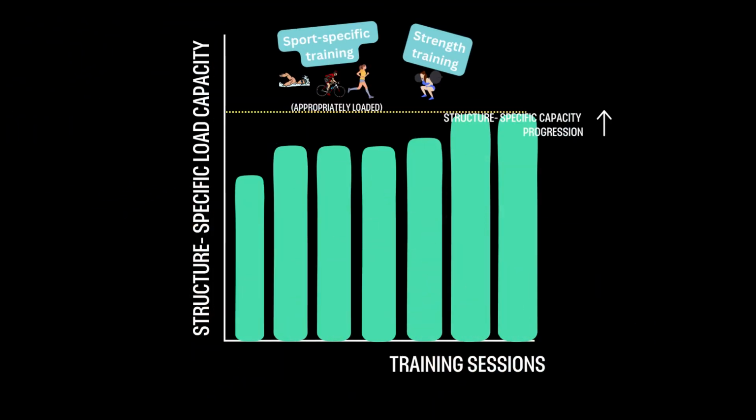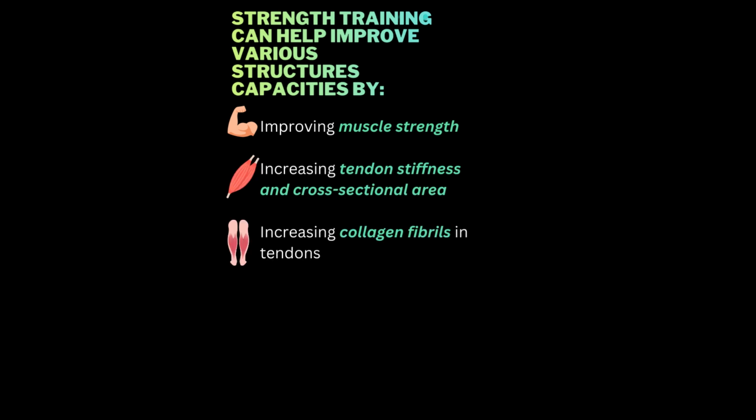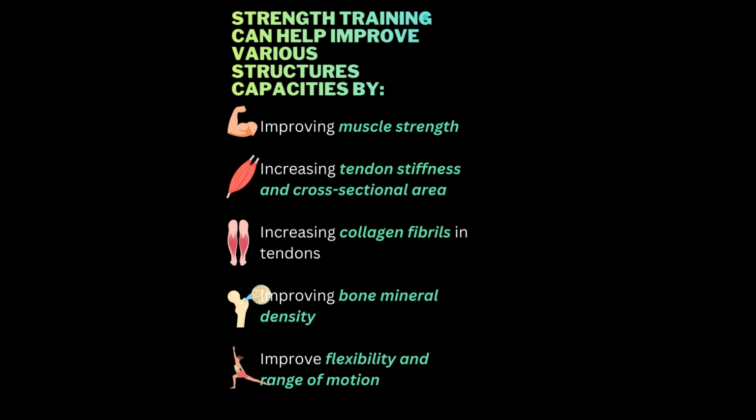Strength training can improve various structures' capacities by improving muscle strength, increasing tendon stiffness and cross-sectional area, increasing collagen fibrils in tendons, improving bone mineral density, and improving flexibility and range of motion.